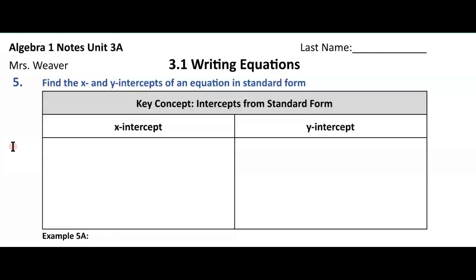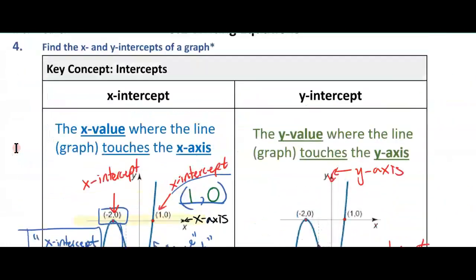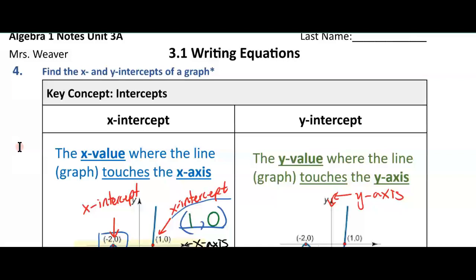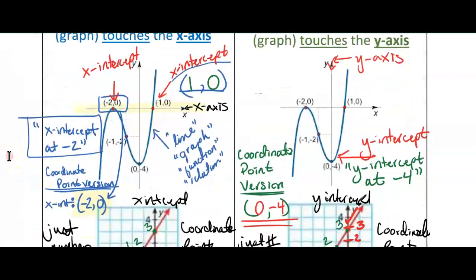Just to recap before we move into Objective 5, it's important to look back at our Objective 4. We were looking at our X and Y intercepts. Since I'm recording, I'm going to try to gesture as much digitally as I can. What did we notice in all of our X-intercepts? Look at our X-intercepts, especially the coordinate point version. Connect with a neighbor and figure out what all of our X-intercepts had in common.